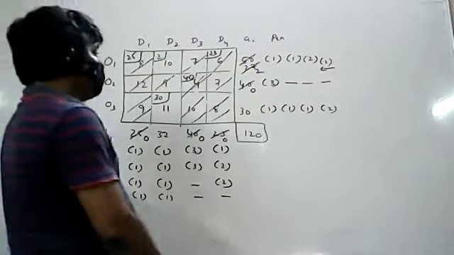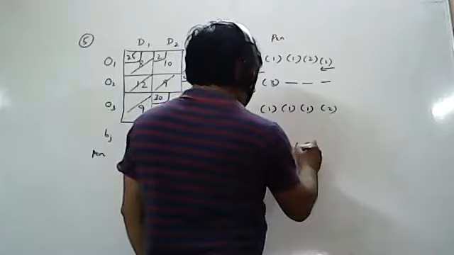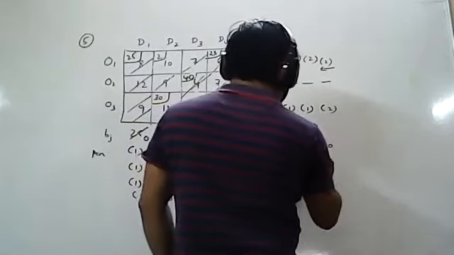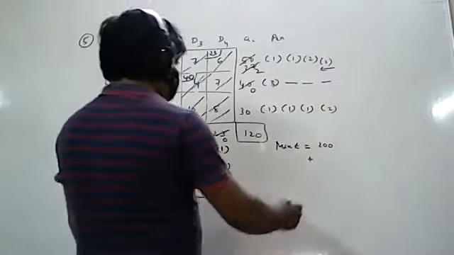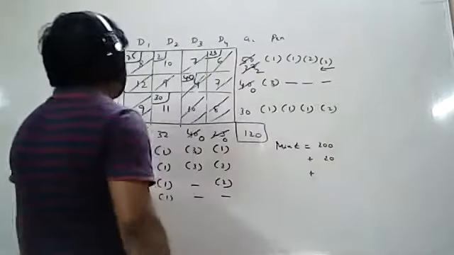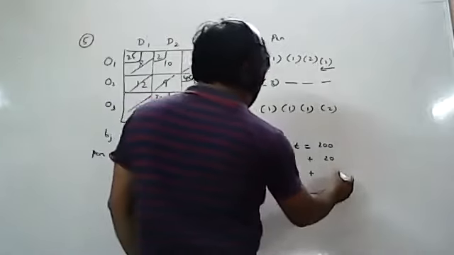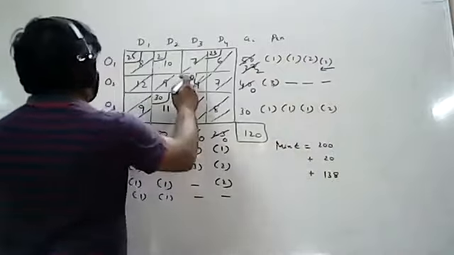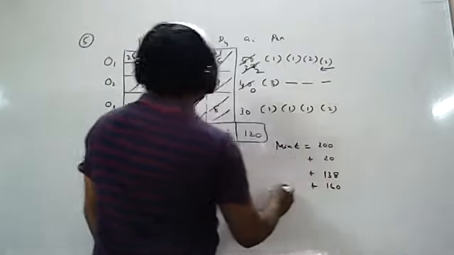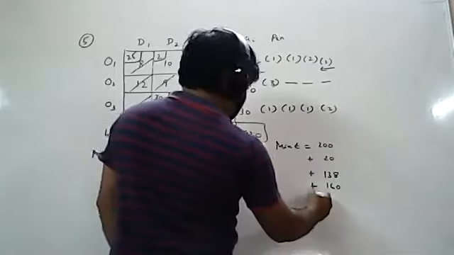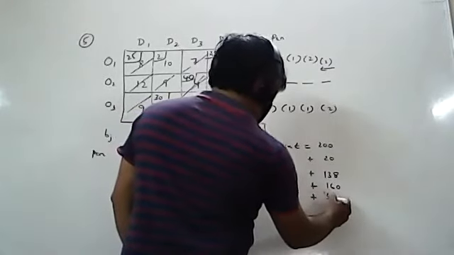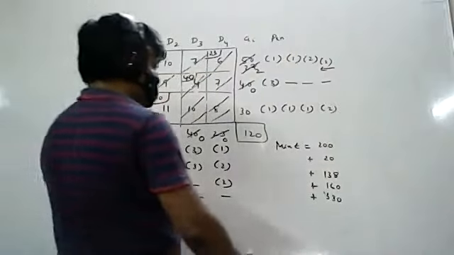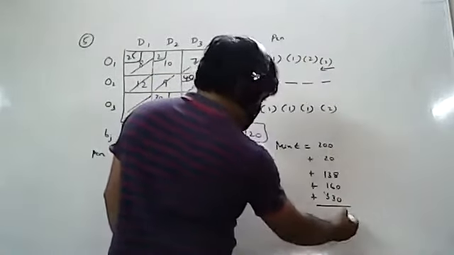Okay, so now you can calculate the minimum Z. What is the minimum Z value? 8 into 25, that means 200. Next, 20. Next, 6 into 23, that means 138. And 4 into 40, 160. And the next one, 11 into 30, 330. You got 5 occupied cells. So just add these values, and you will get the answer by using the VAM method.